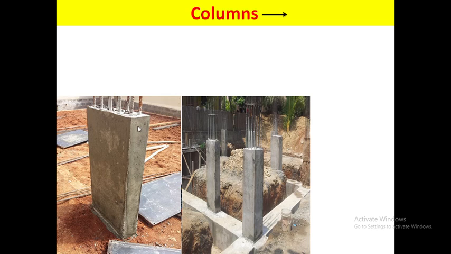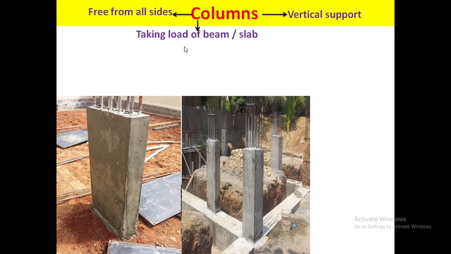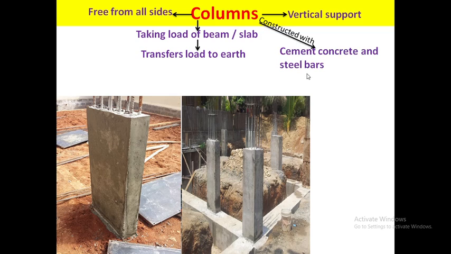Then the vertical support, which is free from all sides, taking the load of a beam or slab and transferring the load to the earth independently, is called a column. They are square, rectangular and circular in shape. A column is constructed with cement concrete and steel bars.